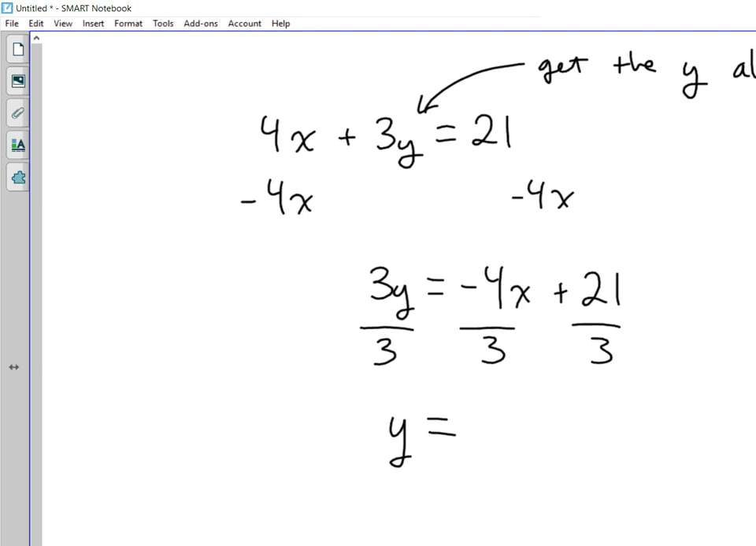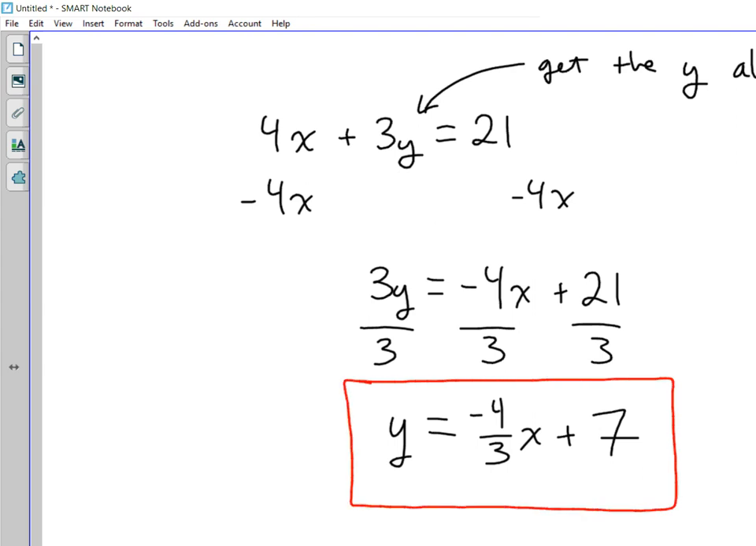Negative 4 over 3, can that reduce? No. So we just leave it alone. If we can't reduce it, we leave it alone. And that's okay, because we kind of expected there to be a fraction. A lot of times slope-intercept form has a fraction, so this is okay in that spot. What about 21 over 3? 21 divided by 3 is 7. That's the process. Two-step process. All right, let's do another one.